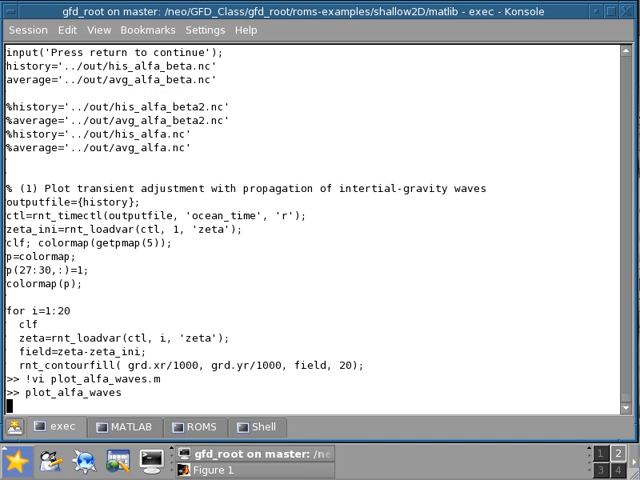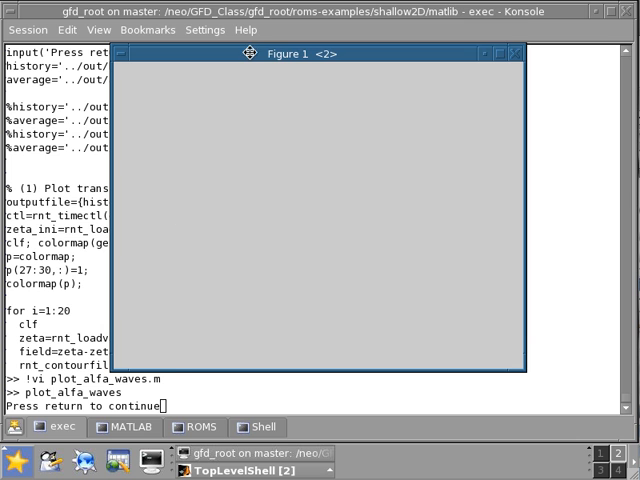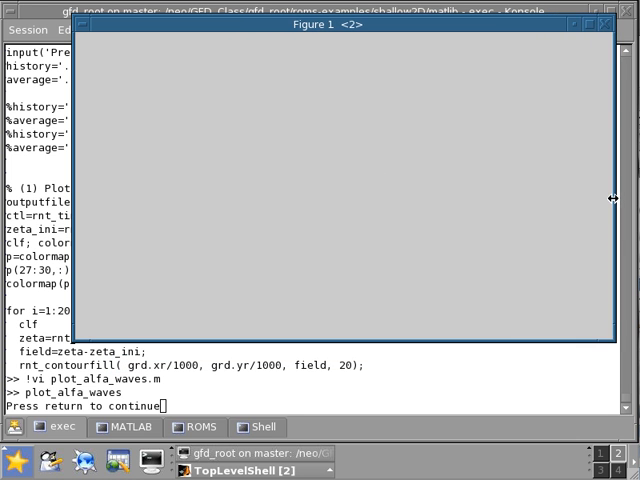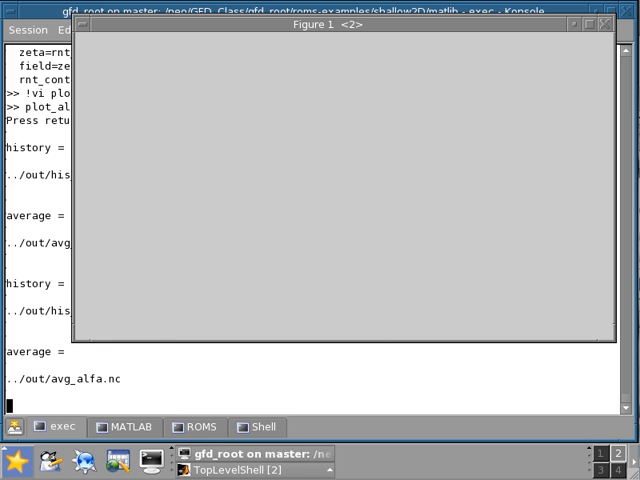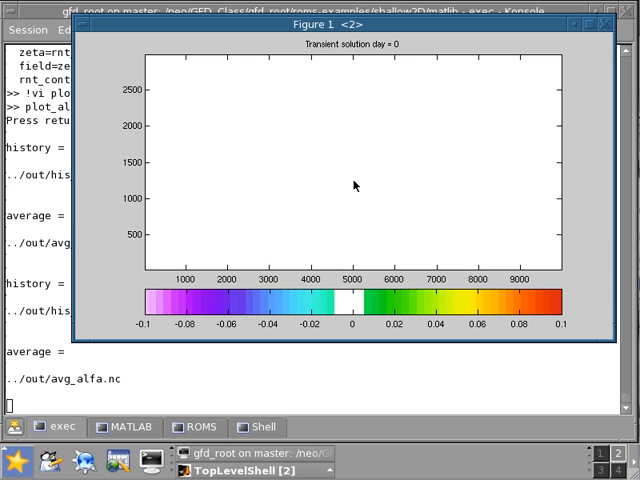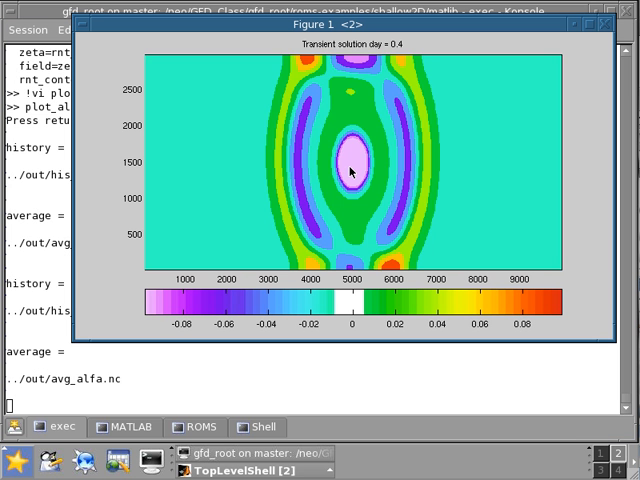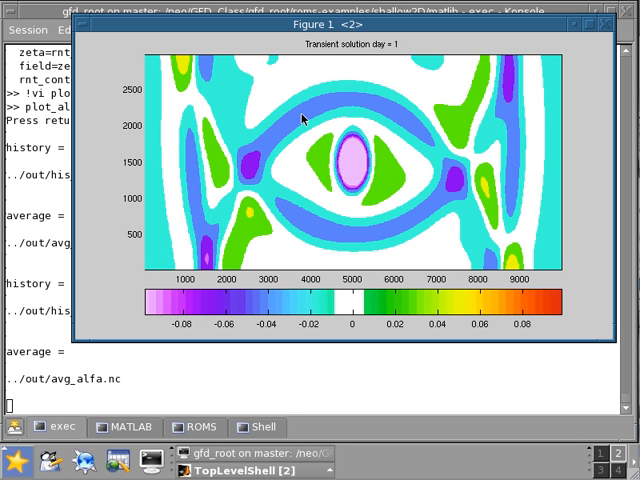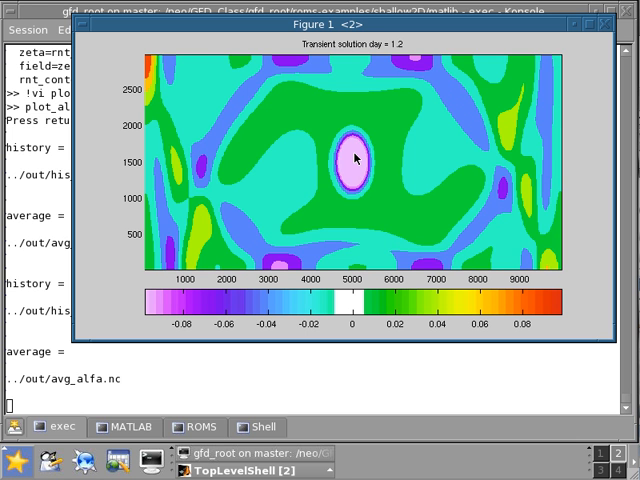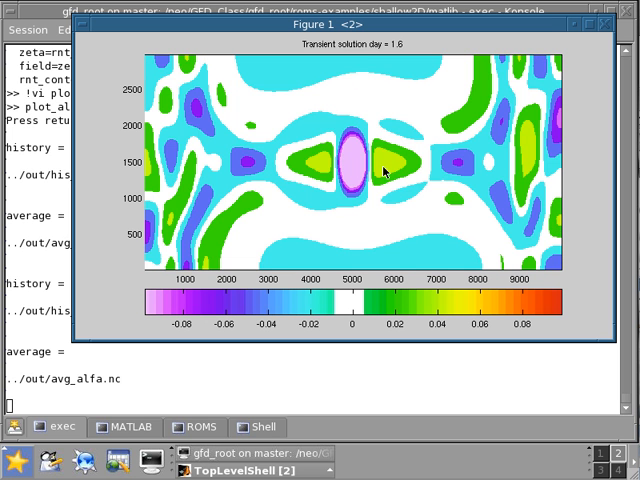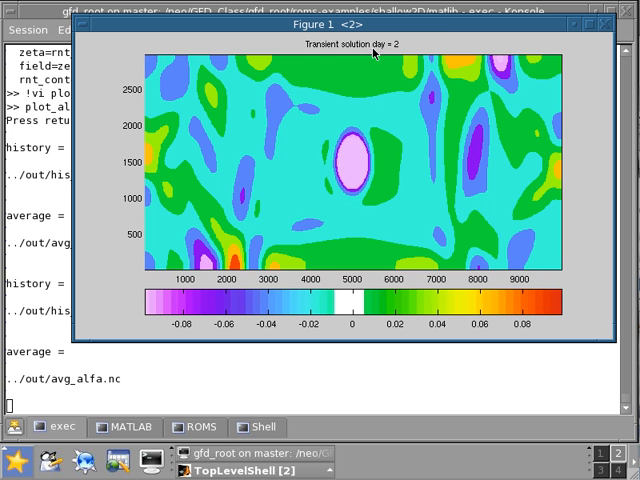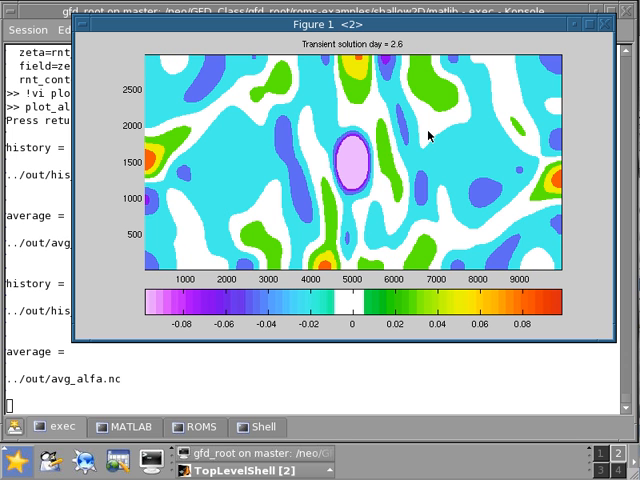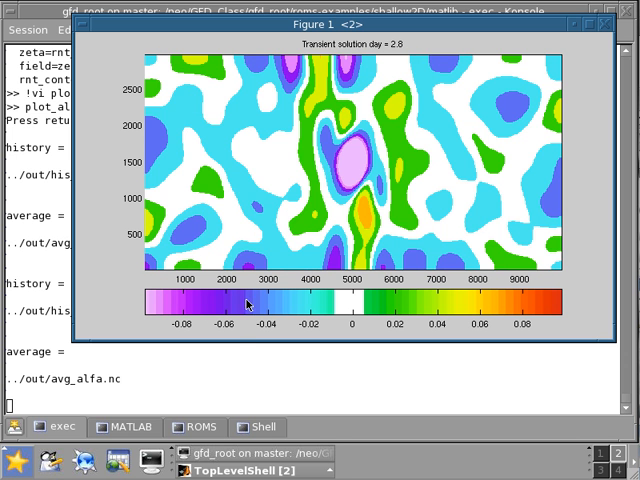Okay, so let's make this window a little bit bigger. Okay, and let's press return. And once again, we have the bump and the initial transient adjustment. In the time scale of days, you can only barely see the initial gravity waves, but the bump really stays in location, and there's some geostrophic adjustment that is taking place in the bump. And so this is the transient solution, moving very fast. You see the noise of these initial gravity waves again.